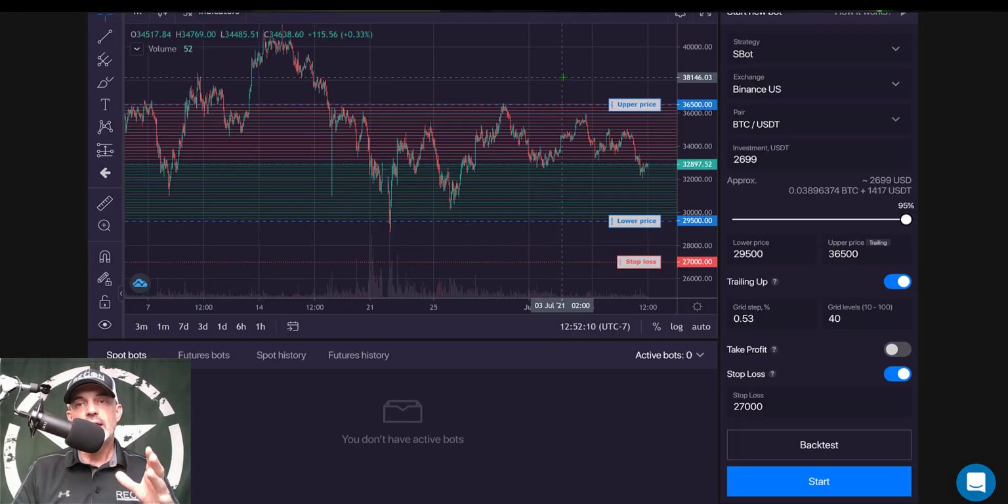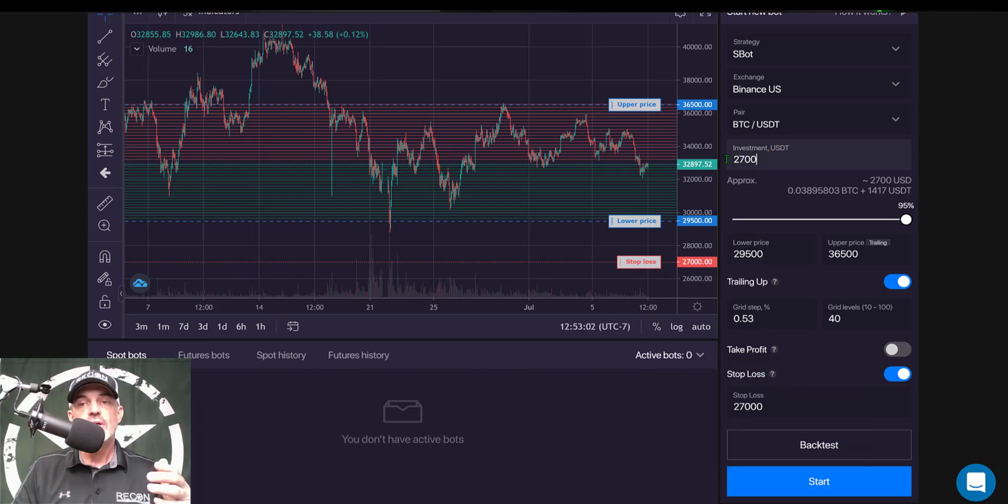All right, let's quickly recap. So my strategy is SBOT, the exchange is Binance US, my pair is BTC USDT, my lower price level is 29.5, my upper price limit is 36.5, my grid spacing is just around 0.5% with 40 grid levels, and my price action is currently pretty much in the middle of this grid. I do not have take profit enabled, but I do have the stop loss feature enabled.